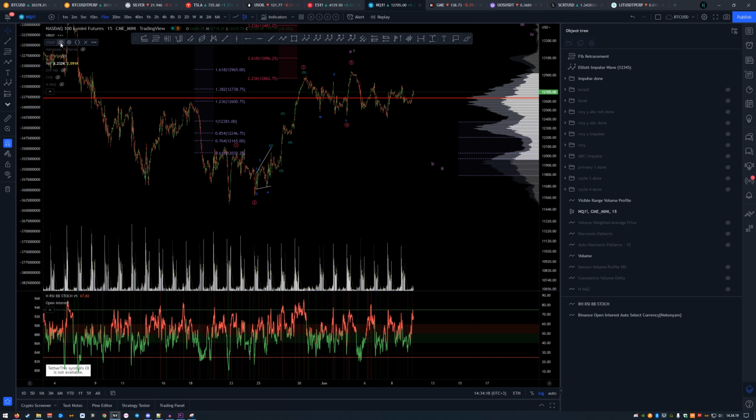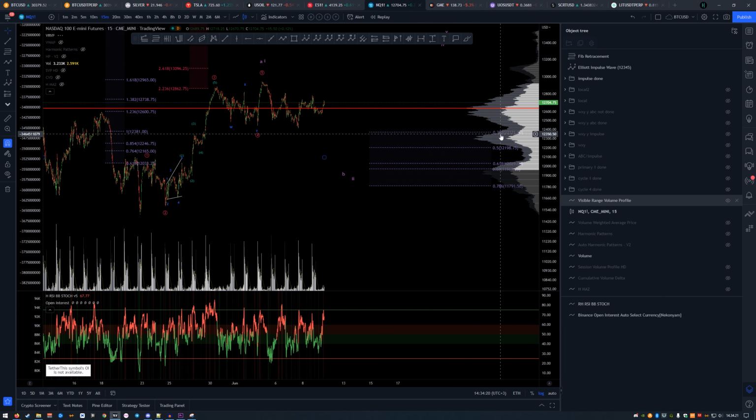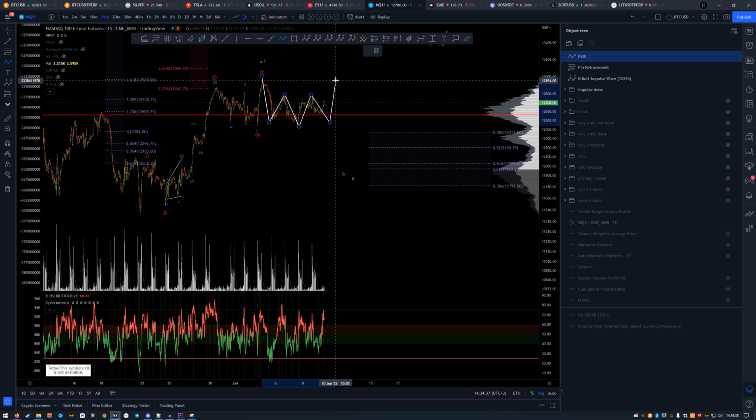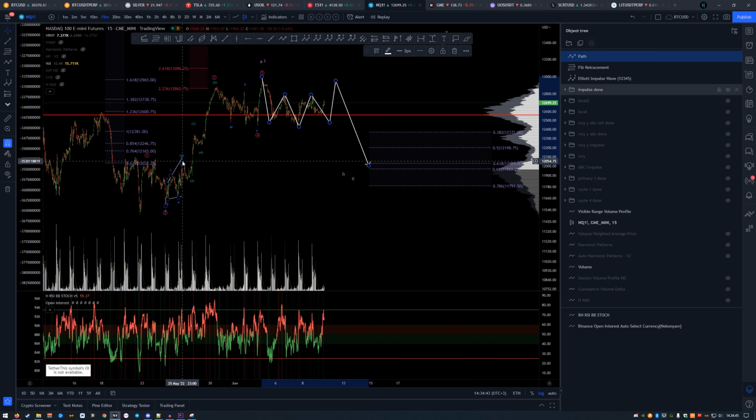Let's take a look at the volume here. Big volume node here around this area, so definitely a support level there. 0.618 here has a lot of volume as well. Most likely, if this count is going to be playing through, we are going to see 3 waves, some kind of 3 waves, and then 5 waves down to these areas where we have these previous lows here.